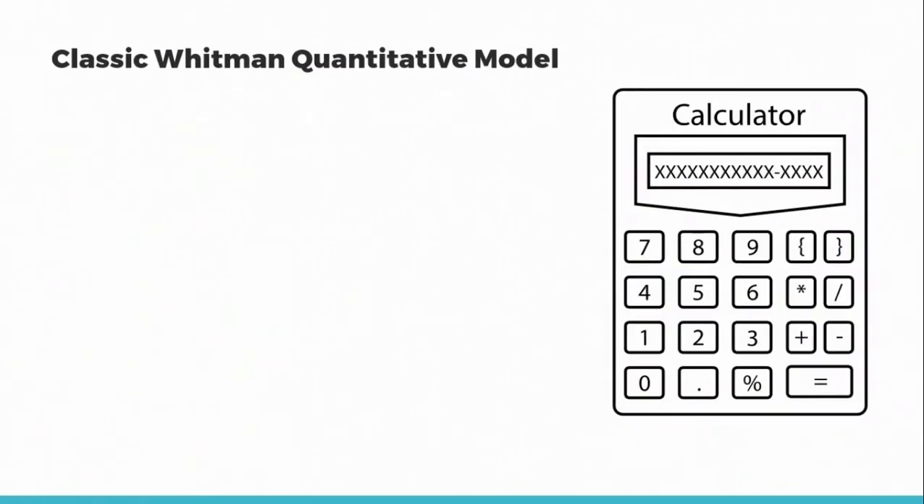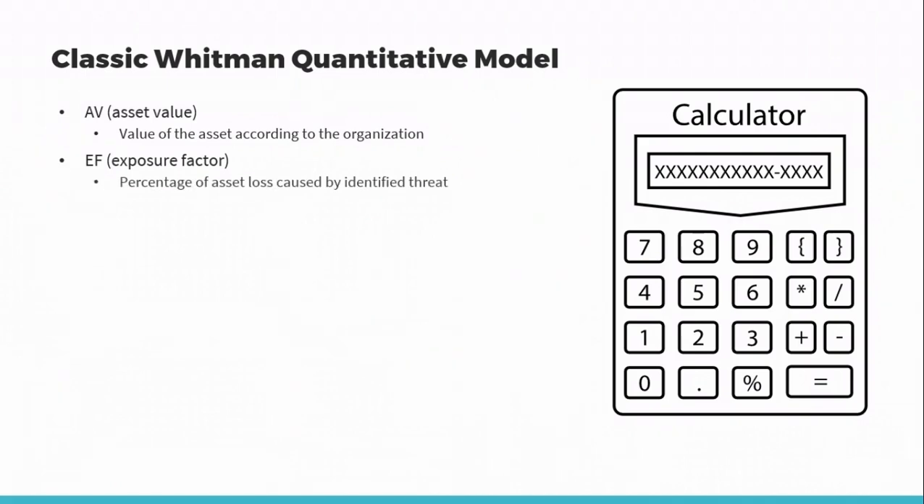There's also the classic Whitman quantitative model with values such as AV, asset value, the value of the asset according to the organization; EF, exposure factor, the percentage of asset loss caused by identified threat; SLE, the single loss expectancy. This is the potential loss if the attack occurs. SLE is the asset value AV times exposure factor EF, or the product of AV and EF.